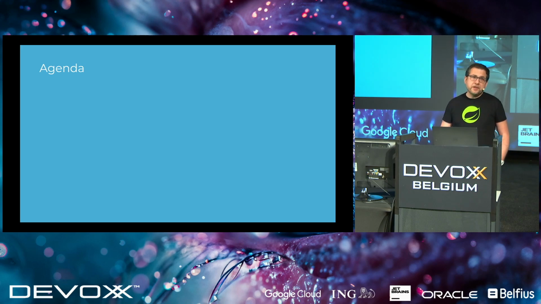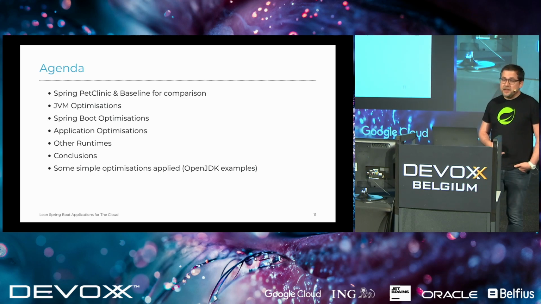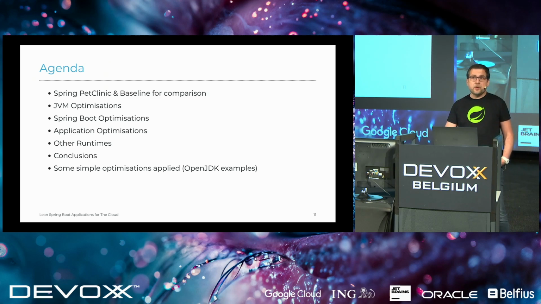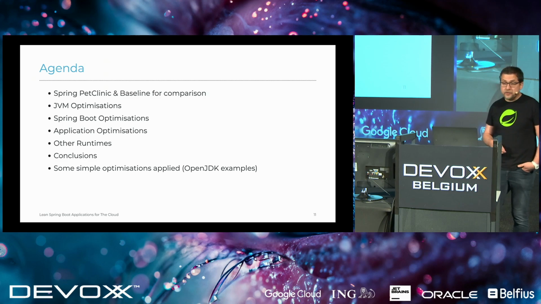Great. So that brings me to the agenda of tonight. We are going to have a look at the Spring Pet Clinic because I use it as a reference. So we define a baseline. And then afterwards, we're doing some JVM optimizations. We do some Spring Boot optimizations. We have a look at some ideas what you can improve in your applications. We talk about different runtimes, and I have some conclusions at the end as well.